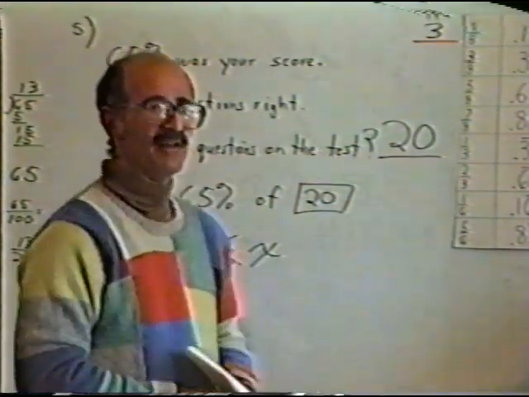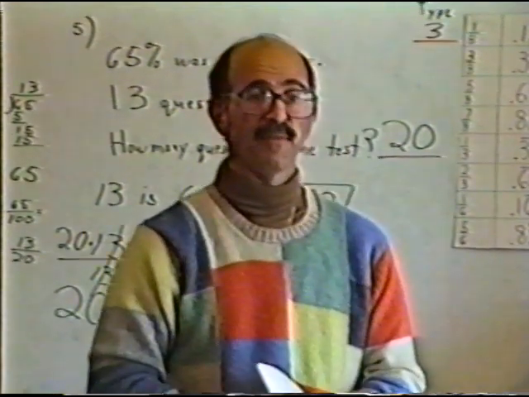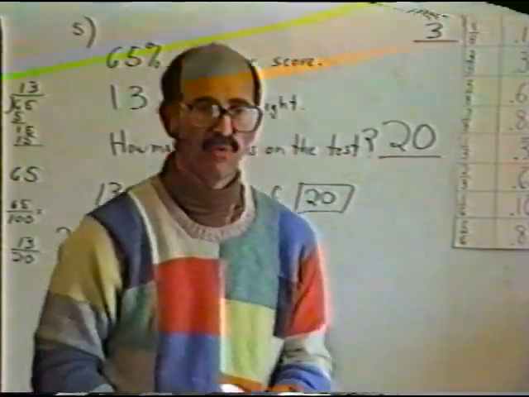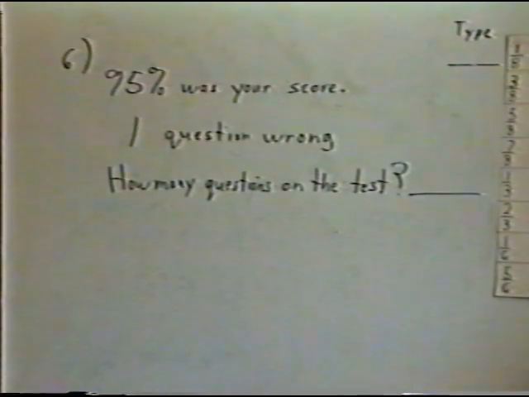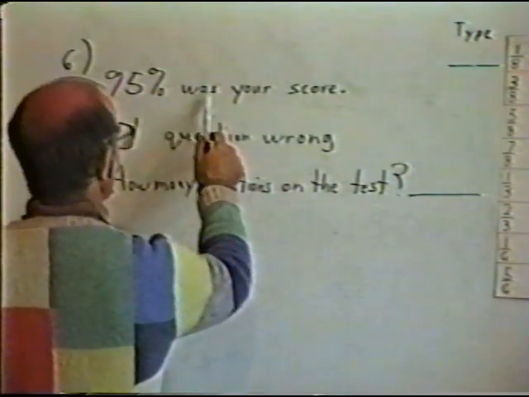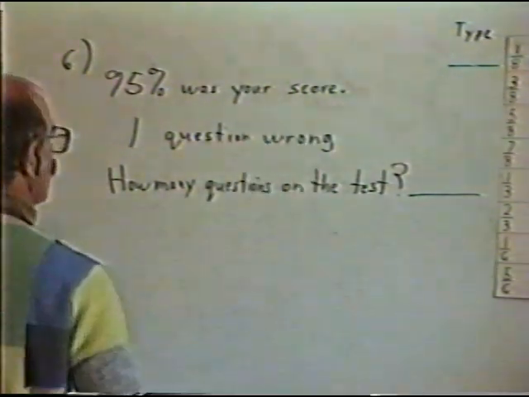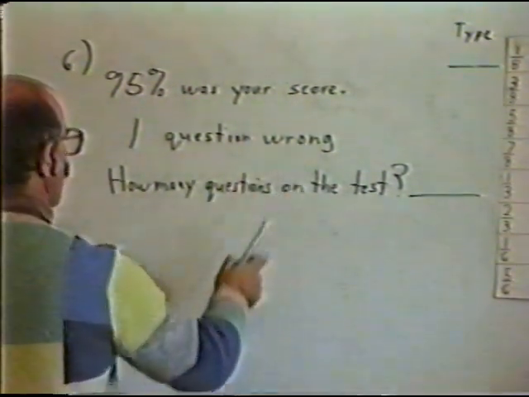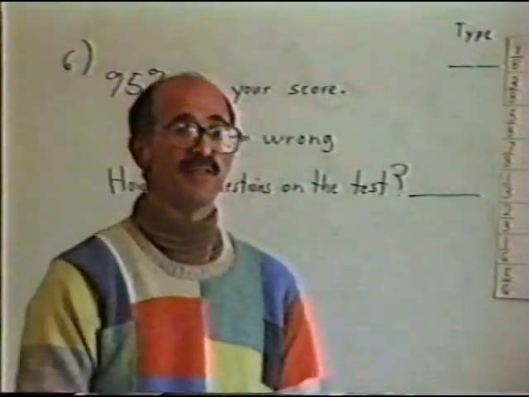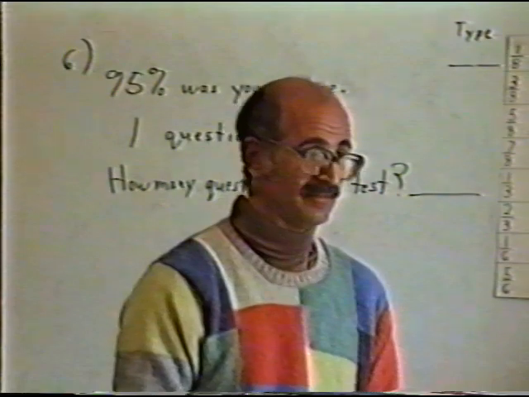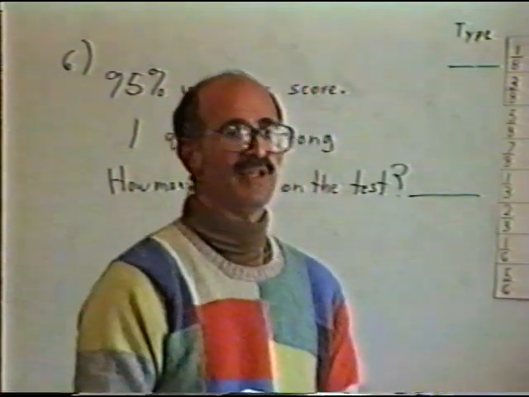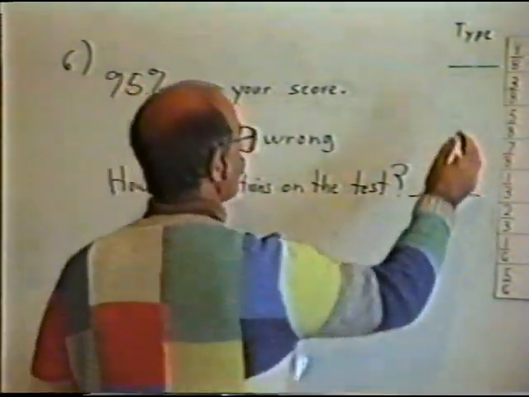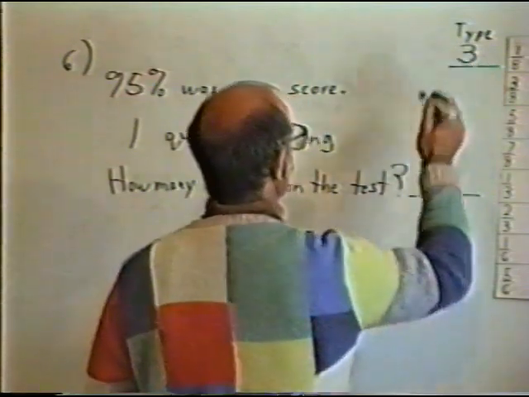That was a straightforward type 3 problem where you needed to find out the whole thing. $95 was your score. 1 question was wrong. How many questions on the test? Do you know the percent? Yes. Do you know the whole thing? No. You need to find out the whole thing. That tells you that it's type 3.